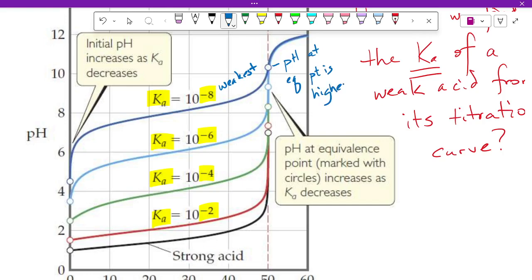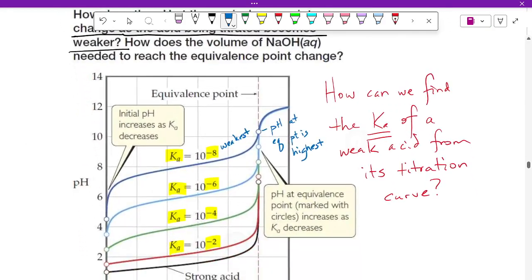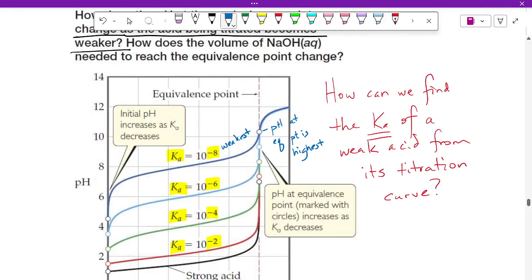That kind of makes sense, yes? We start at pH 7 for a strong acid, and it just gets progressively higher and higher as the acid becomes weaker and weaker. How does the volume of NaOH needed to reach the equivalence point change? Everybody, what happens to the volume of NaOH needed to reach the equivalence point as the acid becomes weaker and weaker? It always requires the same amount.